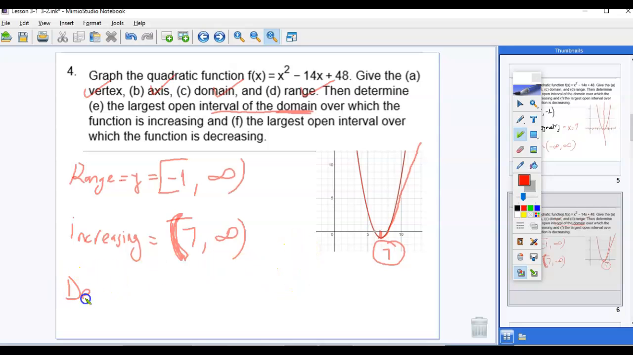And what about the decreasing part? Decreasing. That's the last one. Largest open interval over which the function is decreasing. As you're seeing, if you look from here, my graph has been decreasing all the way down here, right? So it's coming from -infinity all the way up to 7. Okay, guys? So that's how we find those. That's my first one.